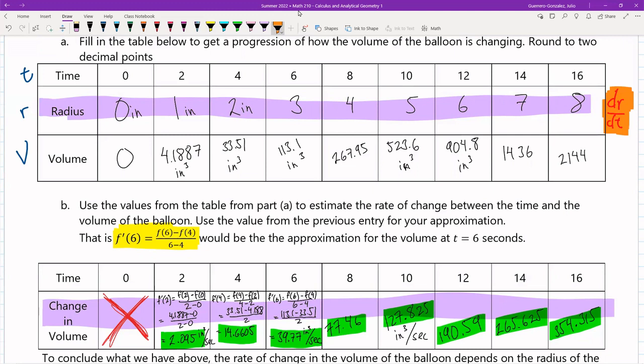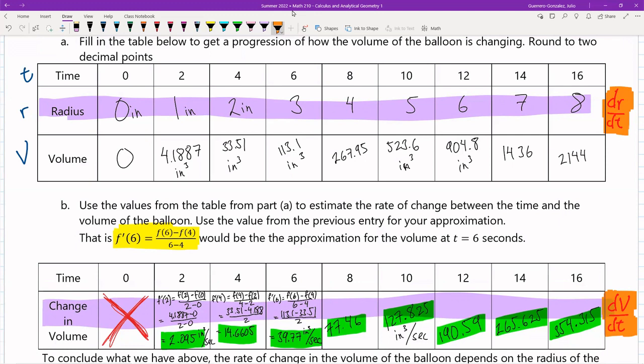Let me define the next one down, which is this one down here. The change in volume is dV/dt. Just as the top one was the rate of change in the radius with respect to time, this is the rate of change in the volume with respect to time.